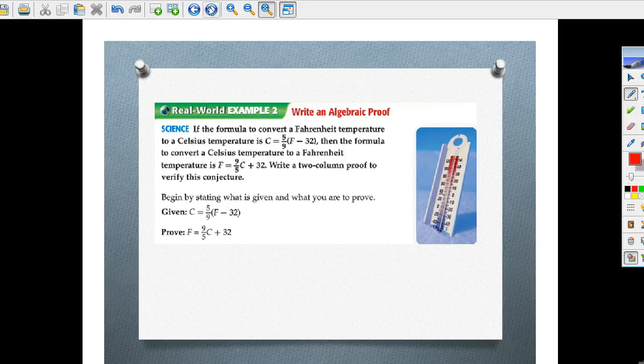Write an algebraic proof. If the formula to convert a Fahrenheit temperature to a Celsius temperature is C equals 5/9 times (F minus 32), then the formula to convert a Celsius temperature to a Fahrenheit temperature is F equals 9/5 C plus 32. Write a two-column proof to verify this conjecture. So begin by stating what is given and what you are proving. So the given is this. Okay, we need to prove that F equals this. All right.